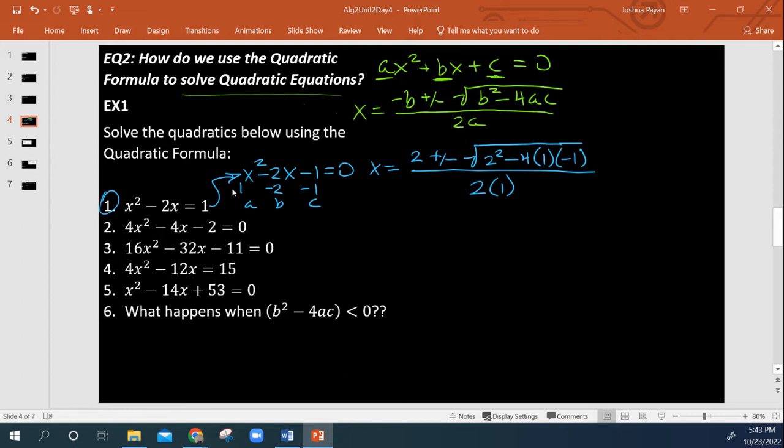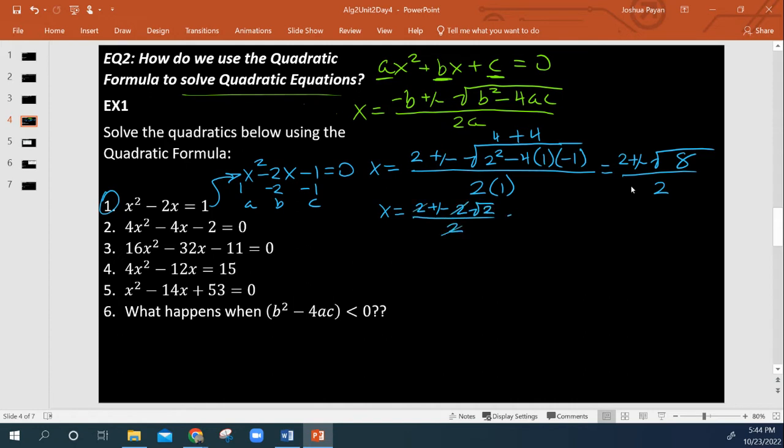Okay, so 2 squared is 4, right? So that's going to leave me with 2 plus or minus the square root of 4 minus, so 4 times 1 is 4, 4 times negative 1 is negative 4, and then we have minus negative 4, so 4 plus 4, we end up with just 2 plus or minus the square root of 8, all of that over 2, right? And we can factor that radical expression. So now we have x is equal to 2 plus or minus 2 square root of 2, all of that over 2.